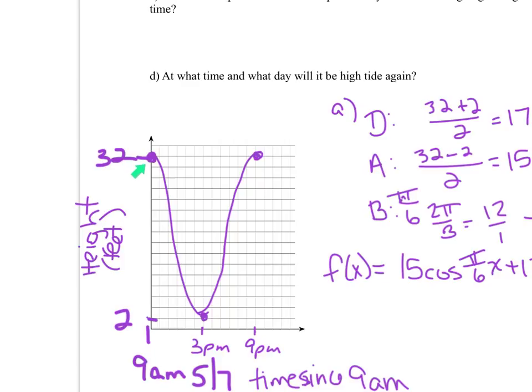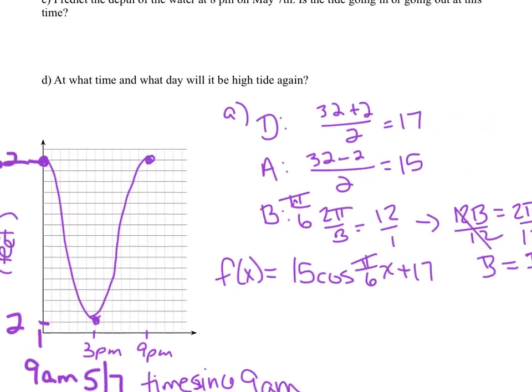So at 9 a.m. it's at 32. At 3 p.m. it's at 2 feet, and that's your low tide. So that takes 6 hours. So another 6 hours would give me back to my high tide, and that's 12 hours total. So that's my period. So from high to high is for cosine. So it starts at the max, so you know that's got to be cosine, and positive cosine.